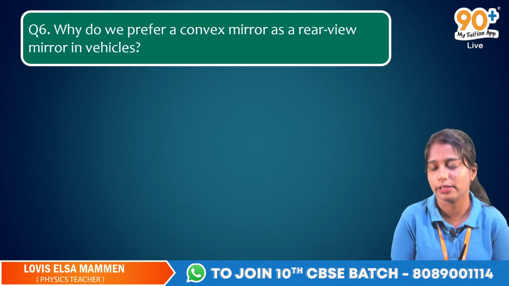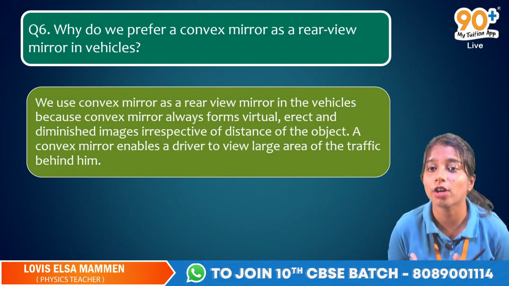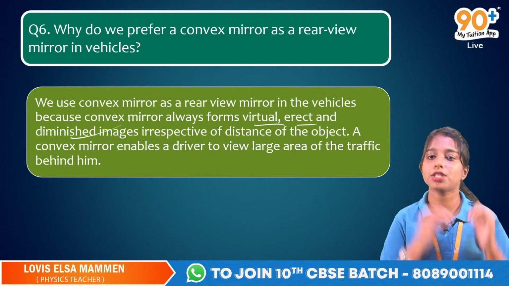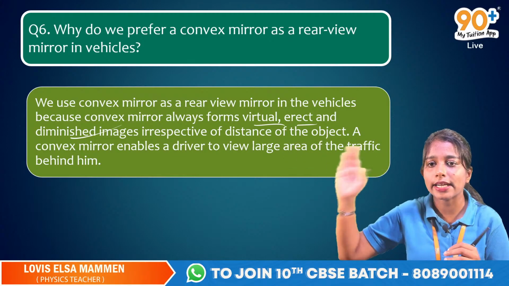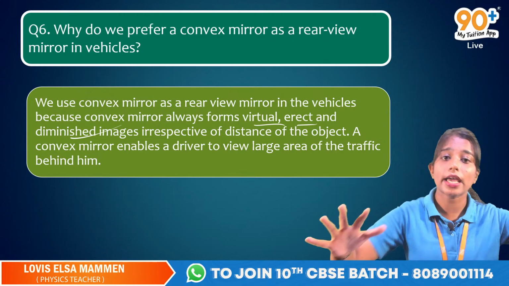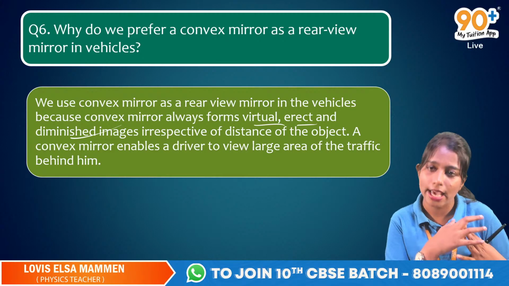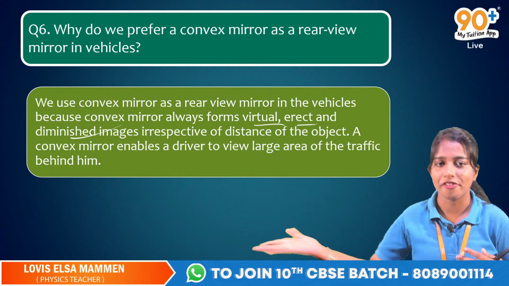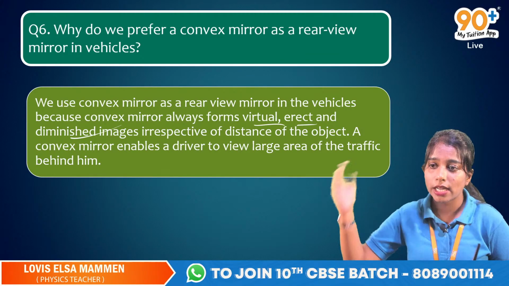The reason for that, we have just discussed. In the case of a convex mirror, we will always get virtual, erect, diminished images, wherever you keep your object. Also, we need a larger area view of the traffic behind, so we need a wider field of view. So obviously, we need to use a convex mirror. Got it? It's a very important question.